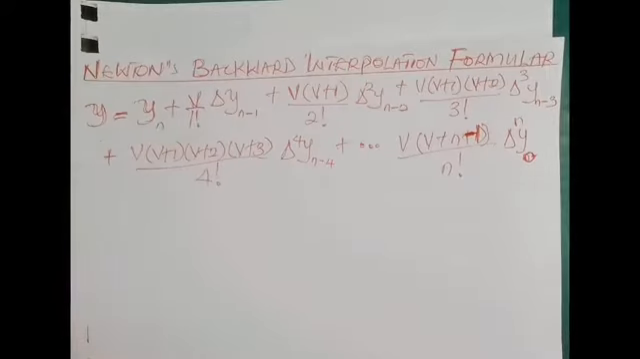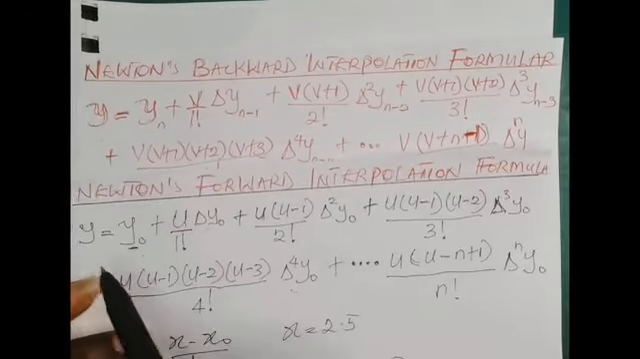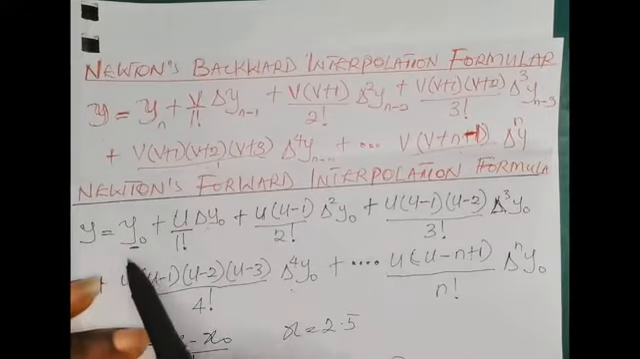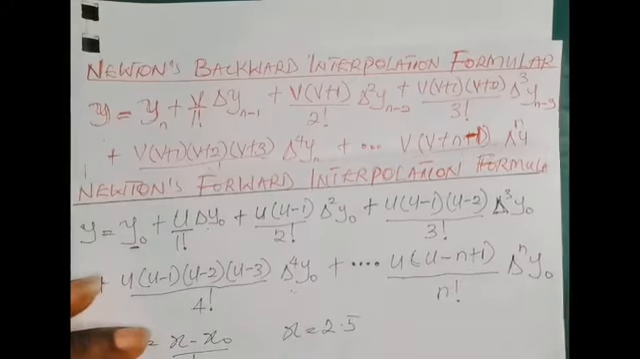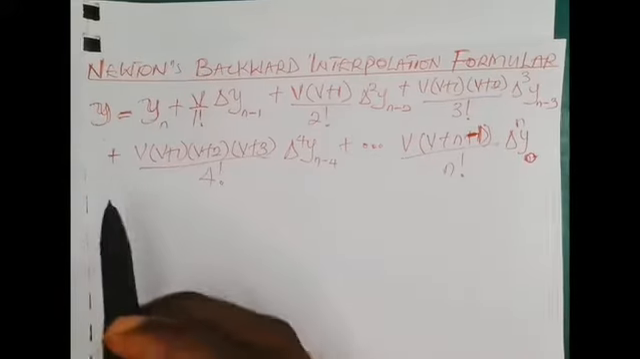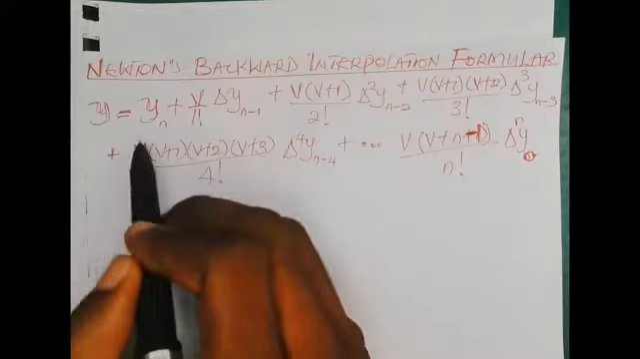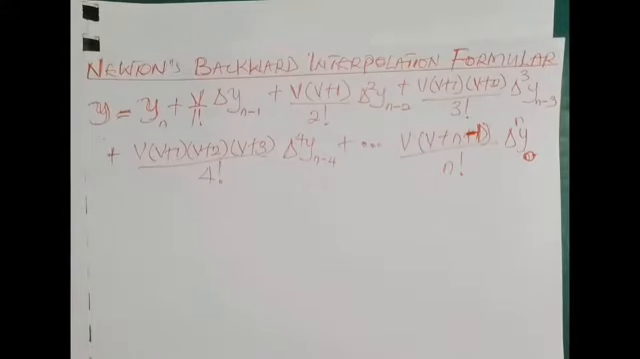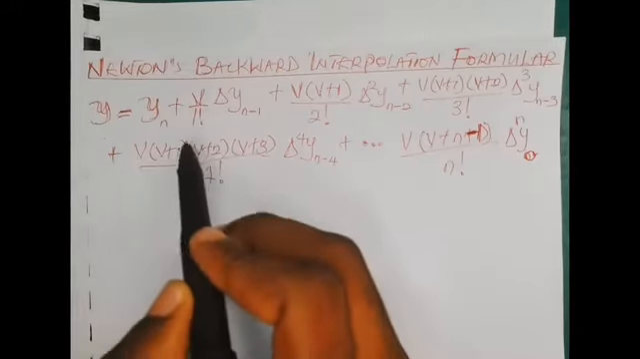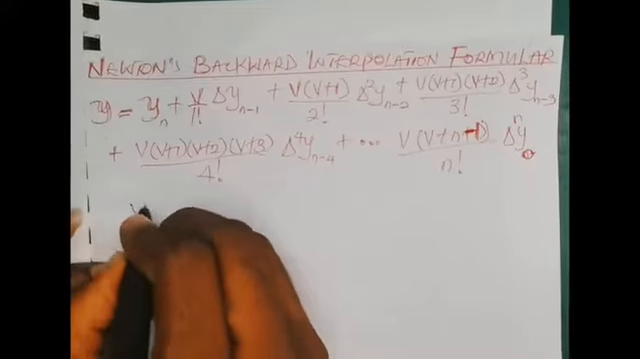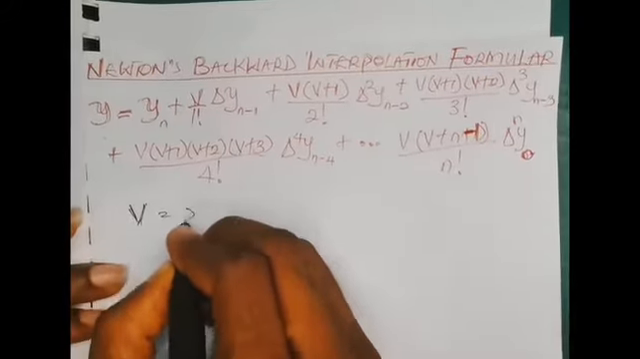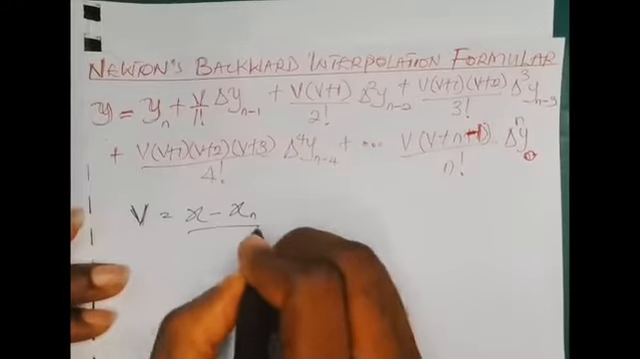Now, in the previous formula for Newton's forward interpolation, you see this is y naught, which means the very first value of y in the table. But now we're talking about the backward interpolation formula, so we consider yn, which is the last value of y on the table. I explained this earlier: yn simply means the last value of y on the table. Now, how do we find v? v is given mathematically as x minus xn all over h.